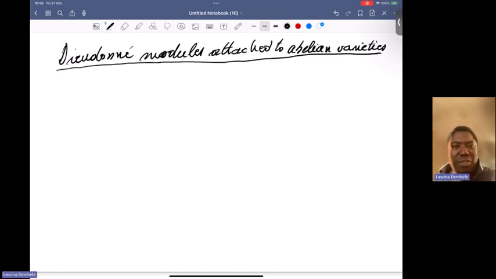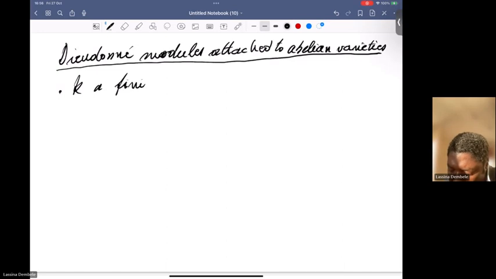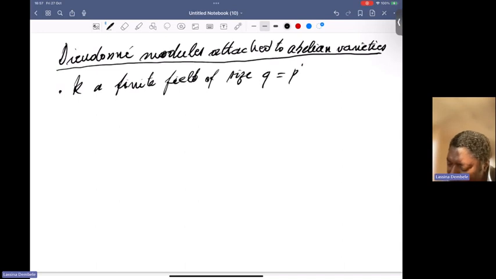Okay, so welcome to the second part of this talk. Now we are going to discuss the Dieudonné module attached to an abelian variety. We start with an abelian variety A. Again, I'm going to let K be a finite field of size q equal p to the n.